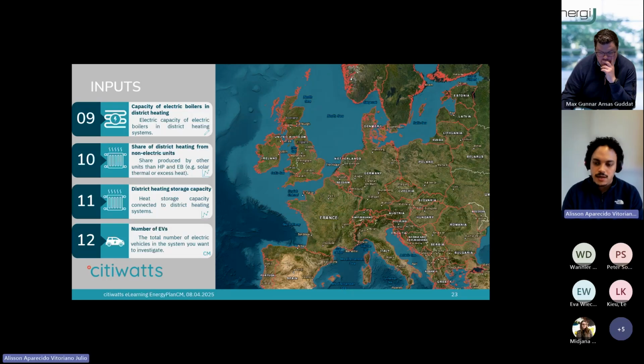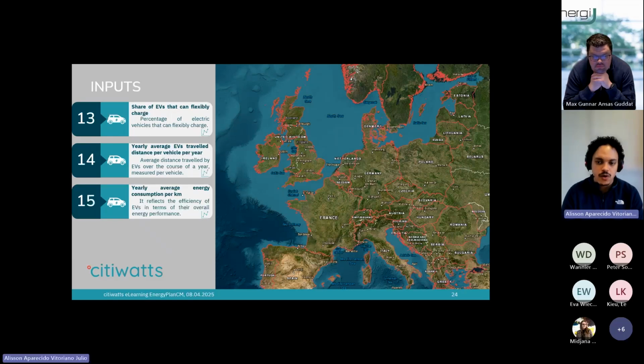Following to the district heating storage capacity, again, a self-explanatory title and data that can be found in statistics. Following to number 12, we have the number of EVs, the total number of electric vehicles in the system you want to investigate.